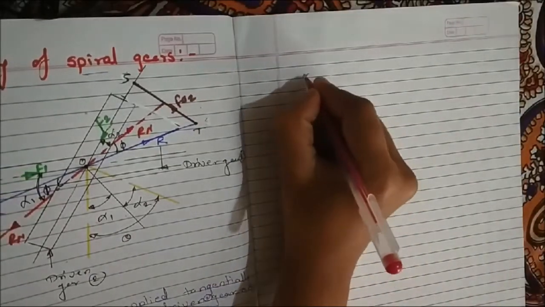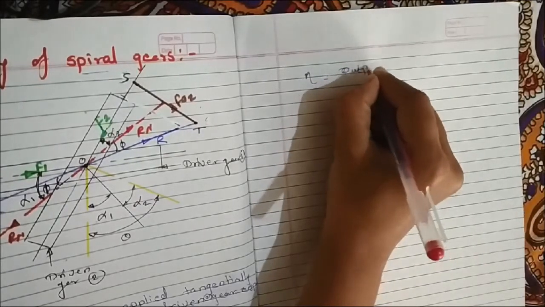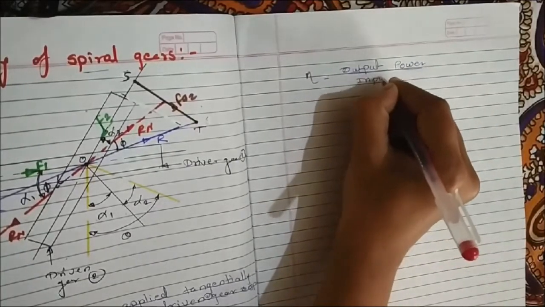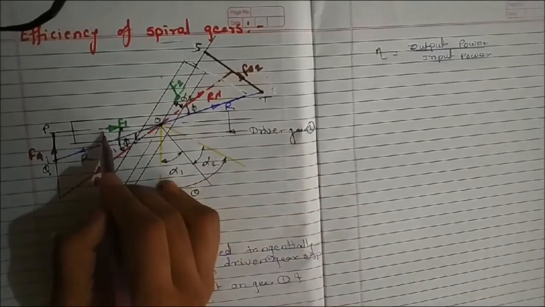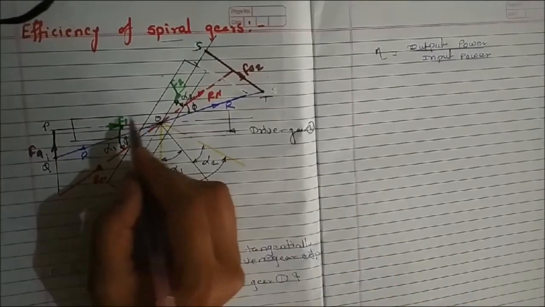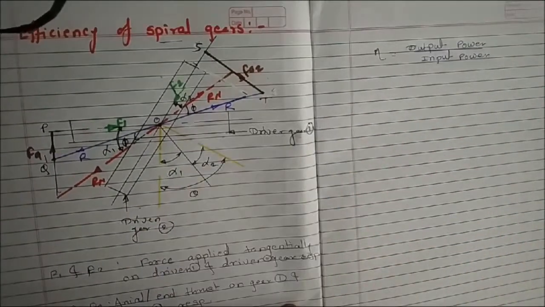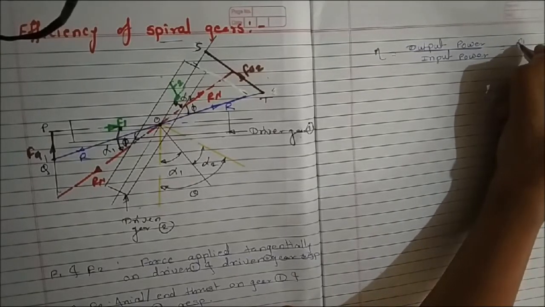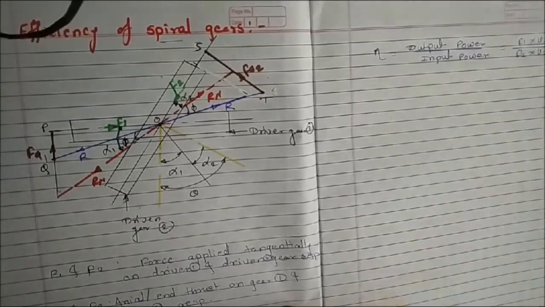Now here we are going to calculate efficiency. So efficiency nu is equal to output power divided by input power. We know that in a gear, the tangential force helps to transmit the motion and torque. So with the tangential force we get the input and output power. Using the formula, power is equal to force into velocity, so we put tangential force F1 into velocity v1, similarly tangential force F2 into velocity v2.